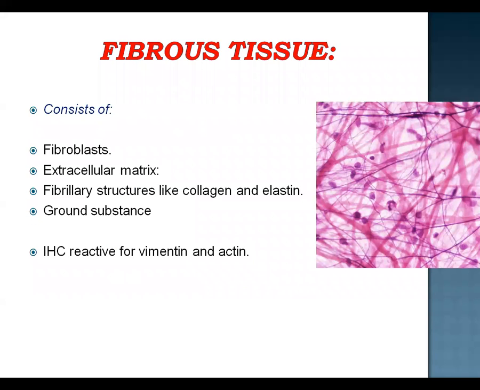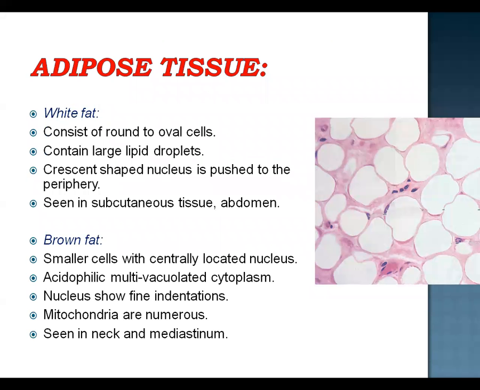So first, we'll see what are the normal structures, that is the fibrous tissue, which consists of the fibroblast, extracellular matrix, fibrillary structures like collagen and elastin, ground substance, reactive for vimentin and actin. Next is the adipose tissue, which is of two types, white fat and brown fat. White fat consists of round or oval cells, contains large lipid droplets. Crescent-shaped nucleus is pushed to the periphery and seen in subcutaneous tissue or the abdomen.